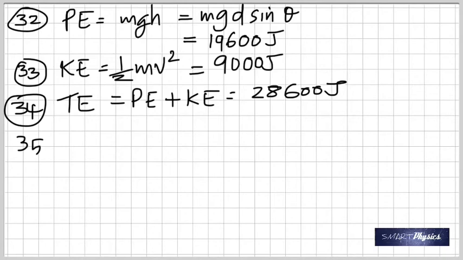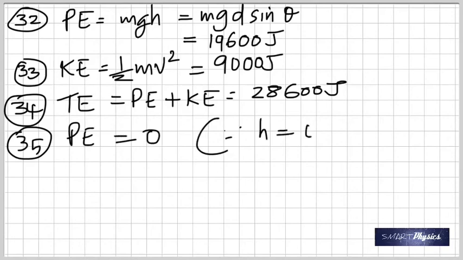What is its potential energy just before hitting the ground? Just before. What's the height? The height is 0, isn't it? So the potential energy is 0. That's it. Because the height is 0.